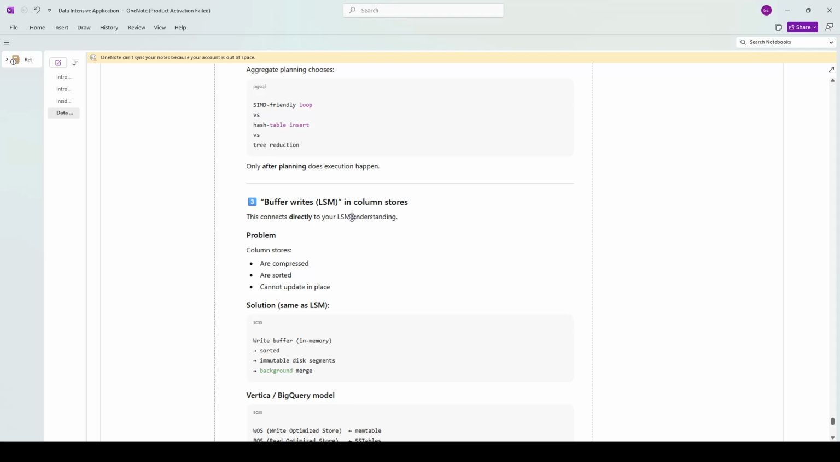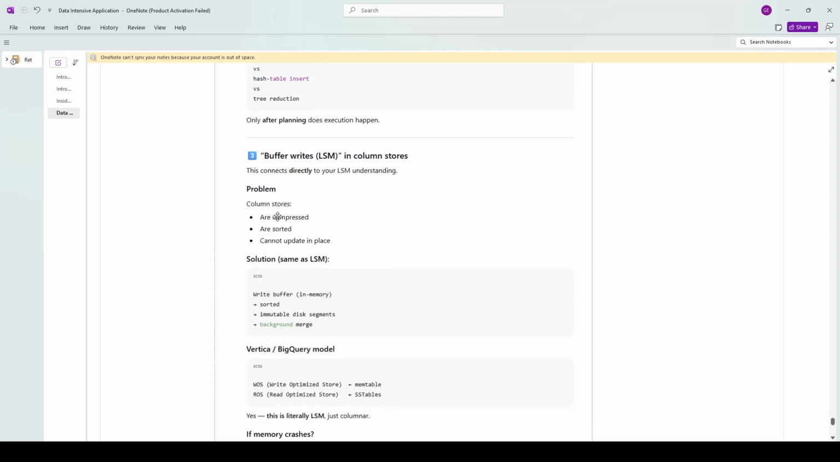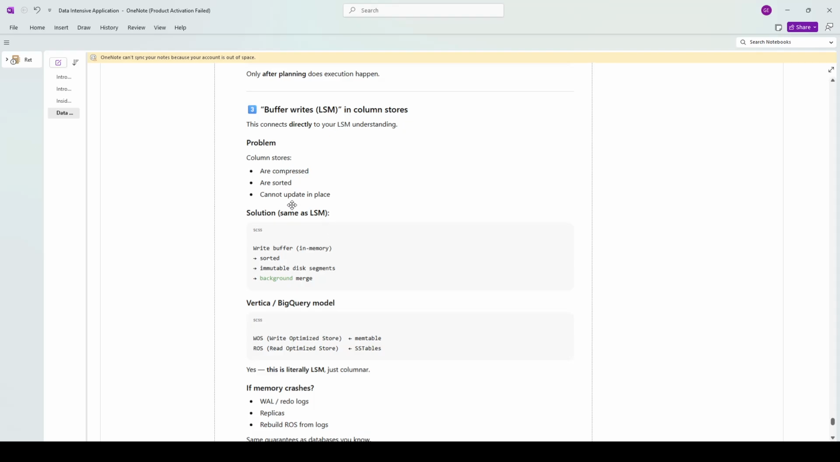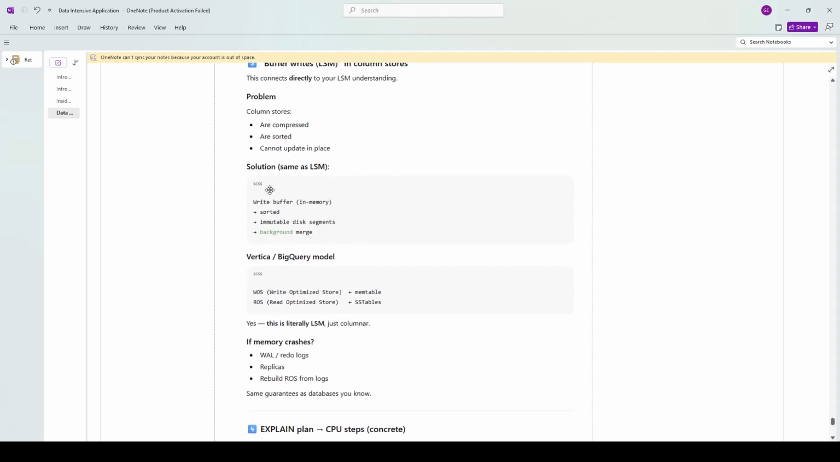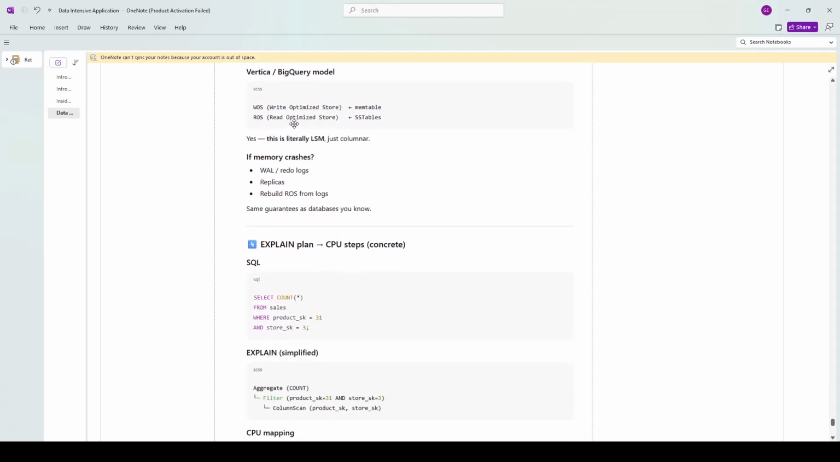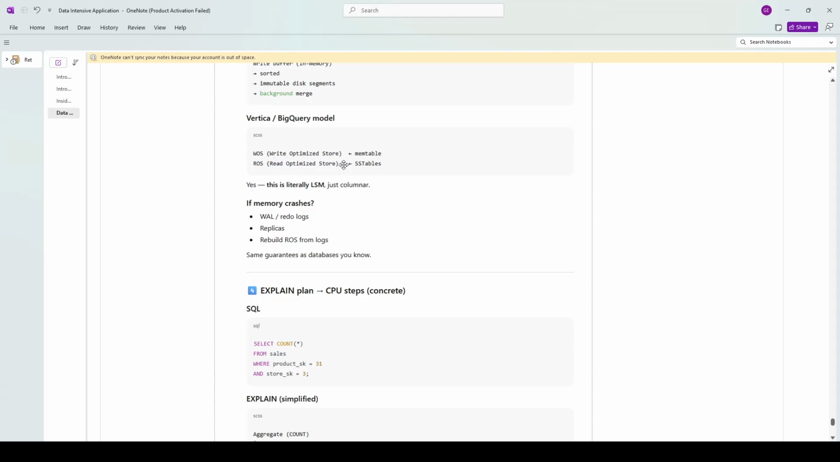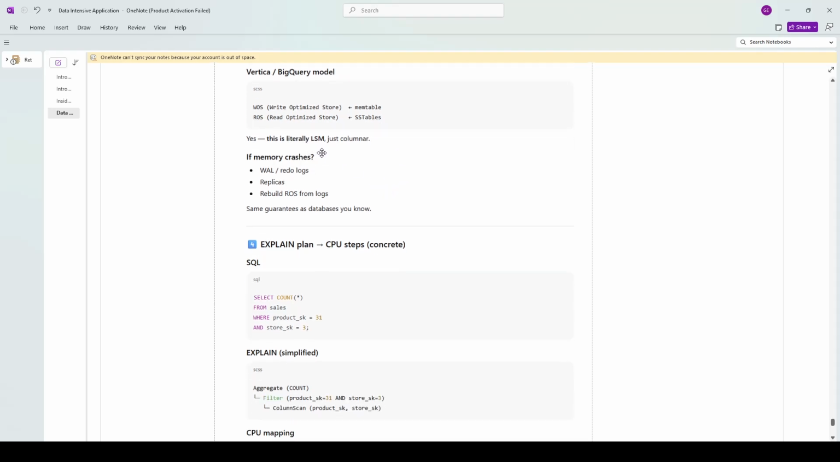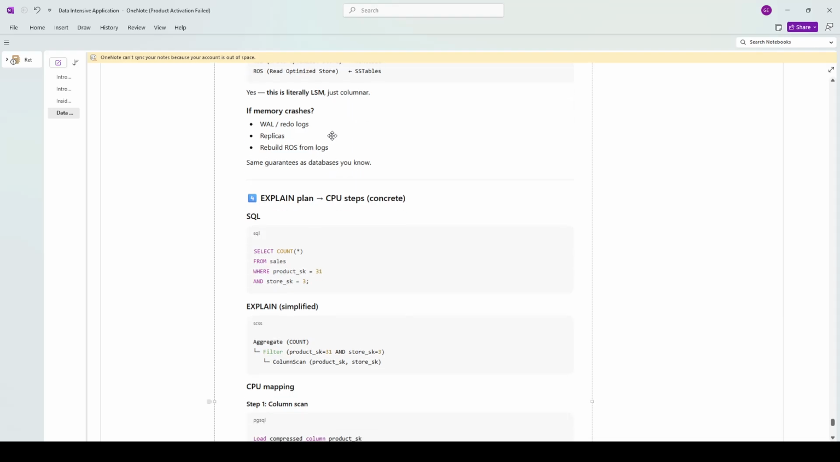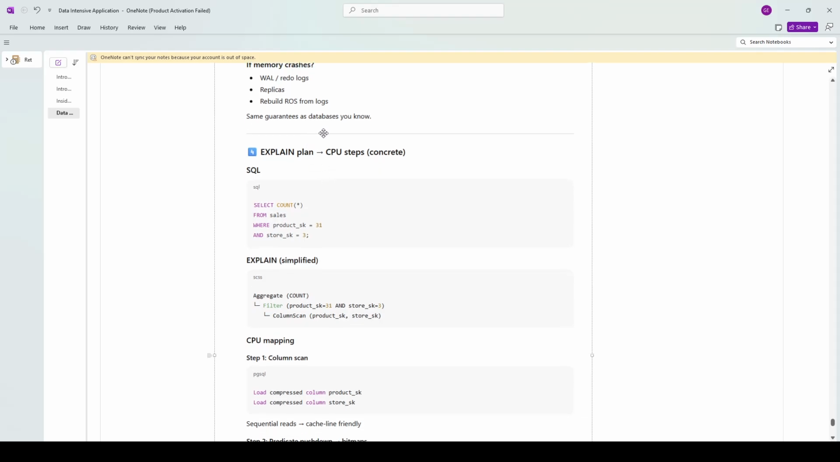Buffer writes as LSM in column stores connect directly to your LSM understanding. Problem: column stores are compressed and sorted, so they cannot update in place. Solution: same as LSM. Write buffer in memory, sorted immutable disk segments, background merge. The Vertica and BigQuery model was a write-optimized store, the memtable, and a read-optimized store, ROS, the SSTable. Yes, this is literally LSM, just columnar. If memory crashes, WAL or redo logs and replicas rebuild the ROS from logs, with the same guarantees as databases, you know.